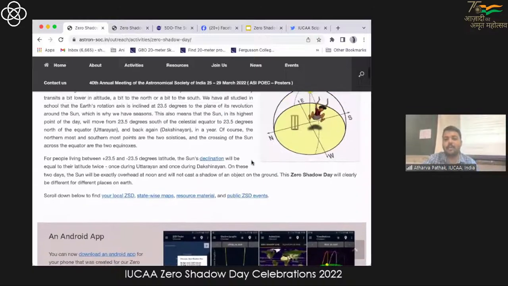Why we talked about the sunspots was that when you do the observations of zero shadow day, you can easily build instruments like pinhole cameras. It is very easy to set up your pinhole camera. You just have to set it up upright, and when the sun comes overhead, the pinhole image will be found on the ground. Such experiments can allow you to not only observe or validate the zero shadow day, but it can also help you see the image of the sun. And when you see the image of the sun, you will come across sunspots.